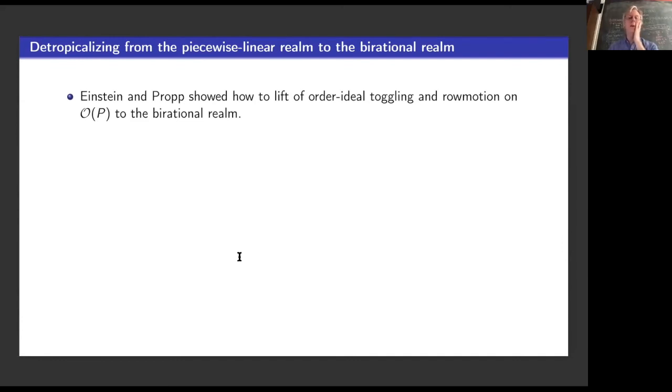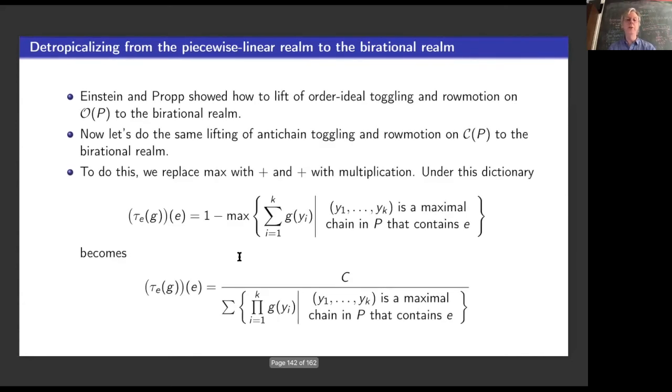So once you've got the piecewise linear toggles, and then you've got this piecewise linear rowmotion, you can lift it by detropicalization. When you tropicalize, you replace plus with max and multiplication with plus. When you go the other way, max becomes plus and plus becomes multiplication, and so minus becomes divide. And so this formula here ends up converting, when you geometricize or detropicalize, to this formula where we put a C in because it helps us keep track of some things. The 1 you can't see when you have powers, but the C is a little bit better. So with the C, the minuses divide, max becomes sum, and all these sums become products.